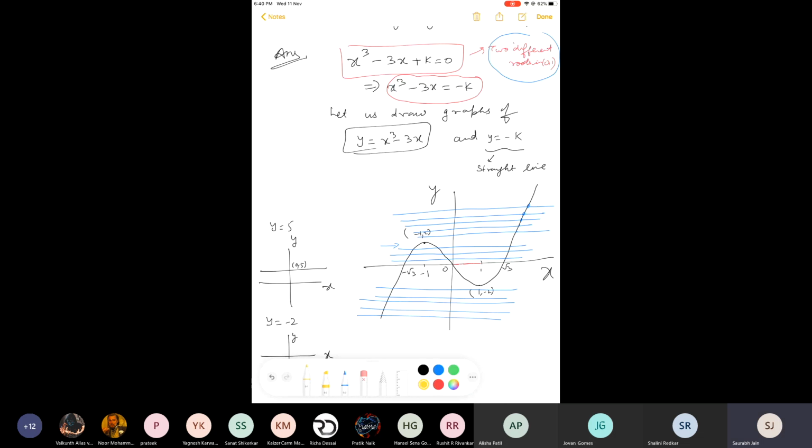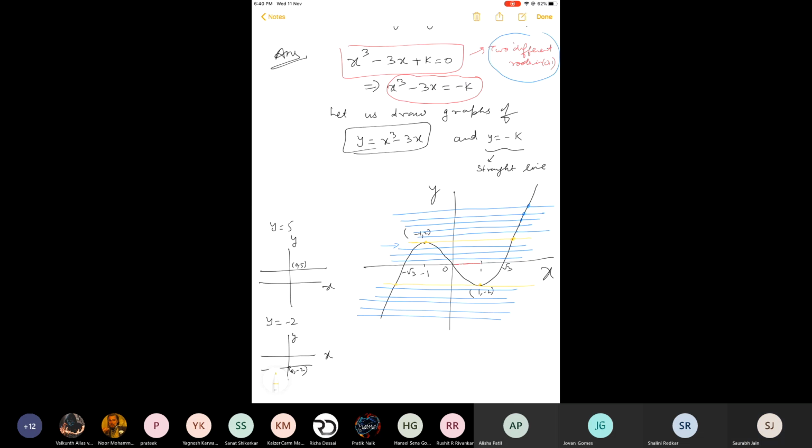So I think only one possibility is there when the line is drawn like this. See this yellow line. This yellow line is clearly meeting this graph at 2 points. One is here and the other point is here. And the same can be drawn here.